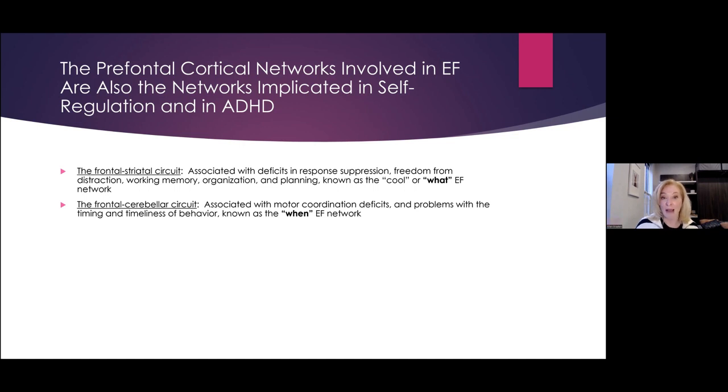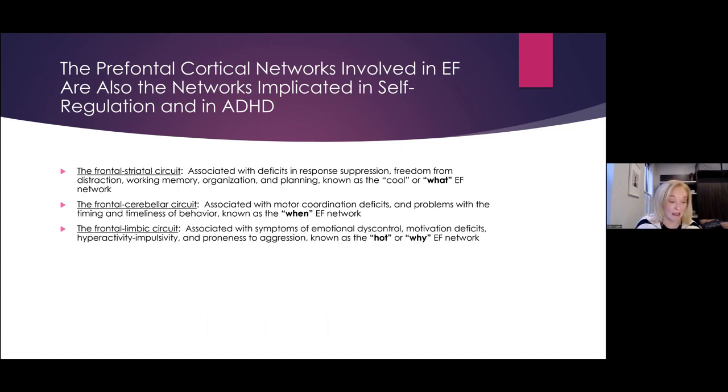I mentioned before that I often see, in early childhood and even in elementary school, in 6, 7, 8, 9, 10-year-olds, just poor handwriting. That is part of this. The reason, I think, for a fair number of people, it's part of ADHD is because this circuitry is not functioning as well as it could. And then we have the frontal limbic circuit, associated with emotional dyscontrol, motivation deficits, impulsivity, hyperactivity, and proneness towards aggression, and the hot or the why executive functioning.